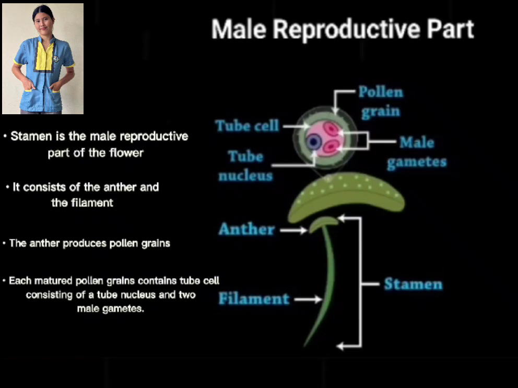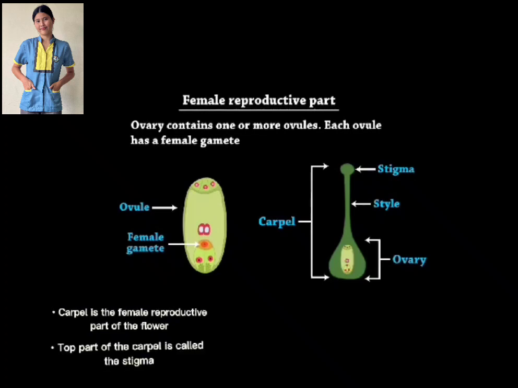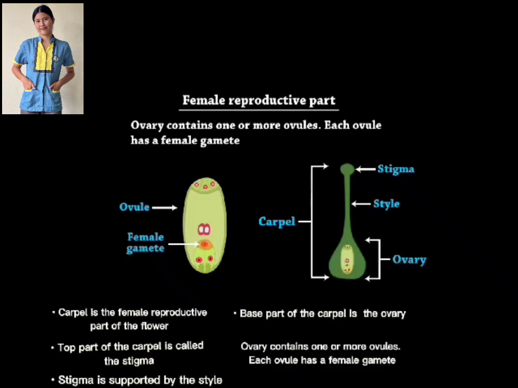Now let us proceed to the female reproductive part. Carpel is the female reproductive part of the flower. The top part of the carpel is called the stigma. The stigma is supported by the style. The base part of the carpel is the ovary. The ovary contains one or more ovules. Each ovule has a female gamete.